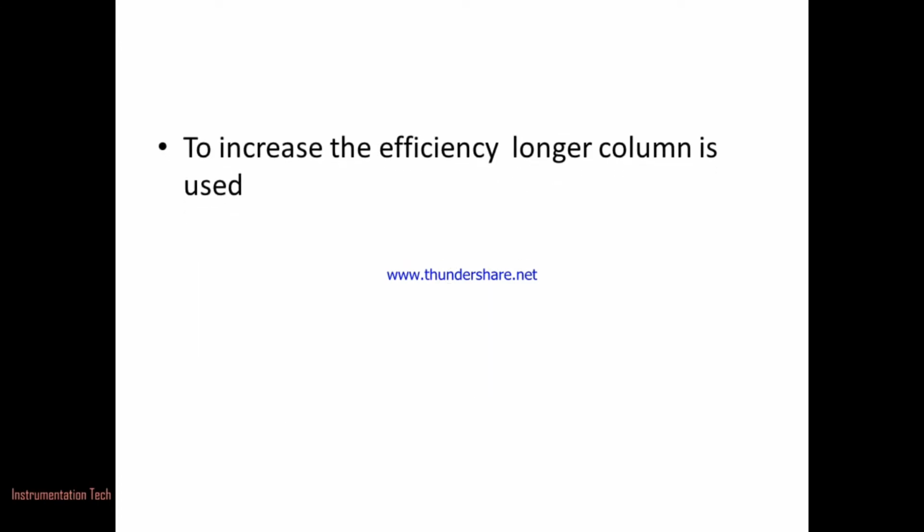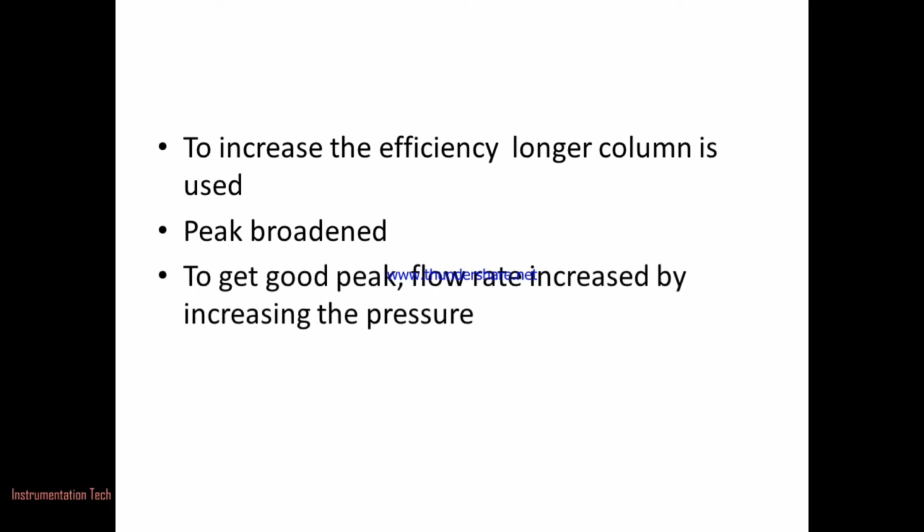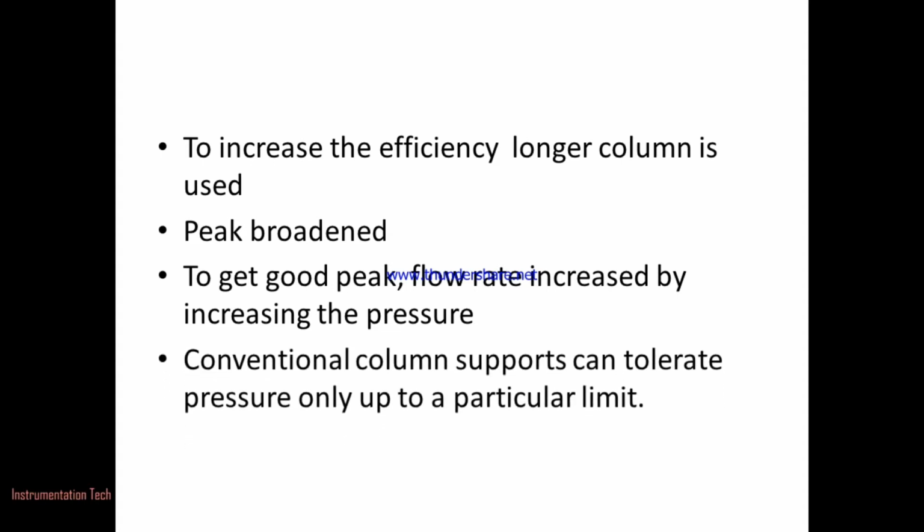To overcome this, if one uses a longer column, the diffusion effects increase and the peak is broadened. To increase the flow rate, the pressure has to be increased. The conventional supports can tolerate pressure only up to a particular limit. At higher pressures, their structure is affected, thereby causing flow rate anomalies.